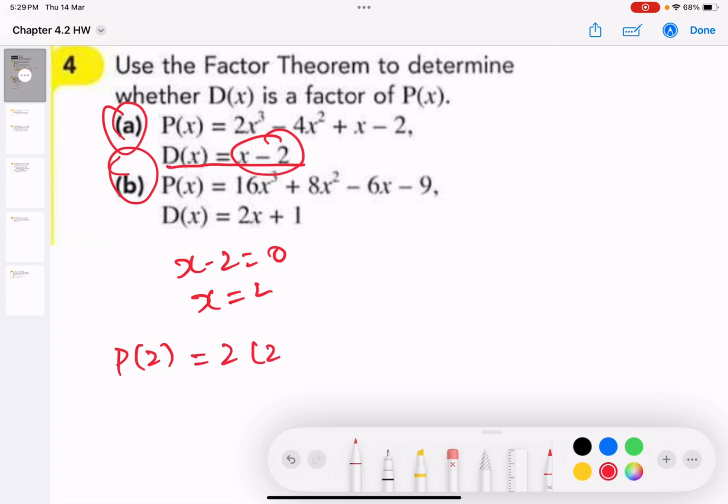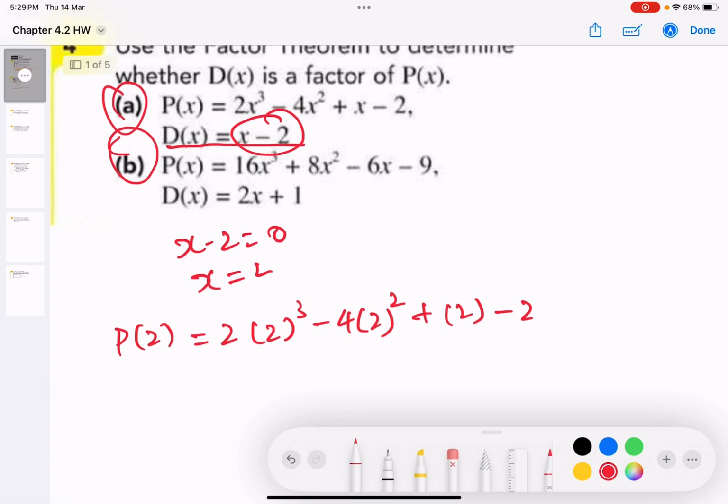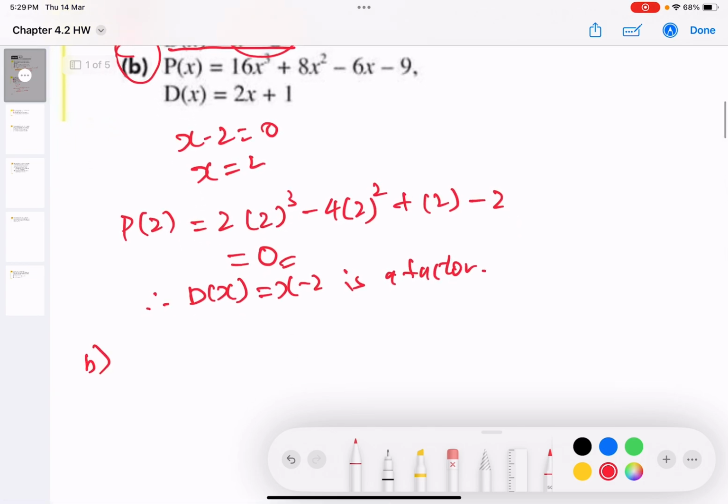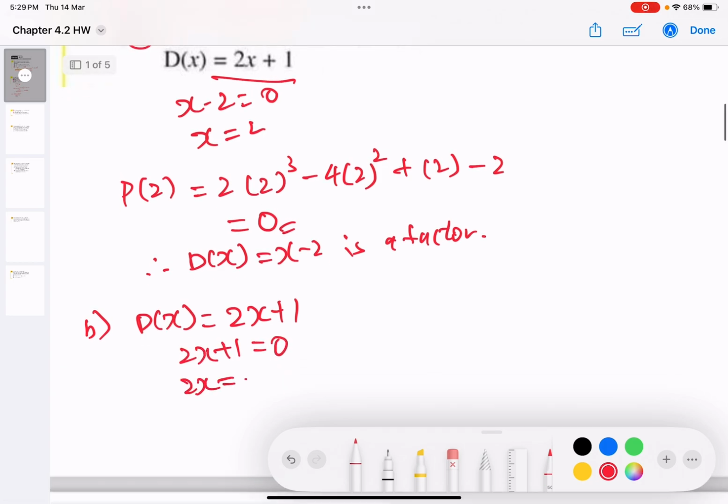So I'm going to get 2³ − 4(2)² + 2 − 2, and this would give me 0. Therefore, I know that the divisor, x − 2, is a factor, because the remainder is 0. Okay, how about part B? Again, the divisor over here is 2x + 1. I'm going to try to make it 0, so 2x + 1 = 0. I know that 2x equals negative 1.